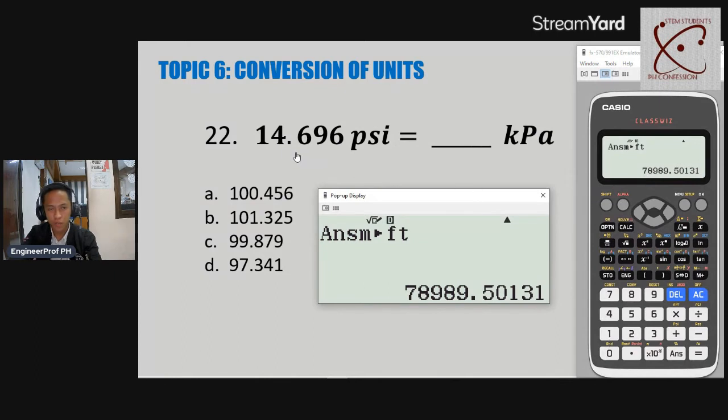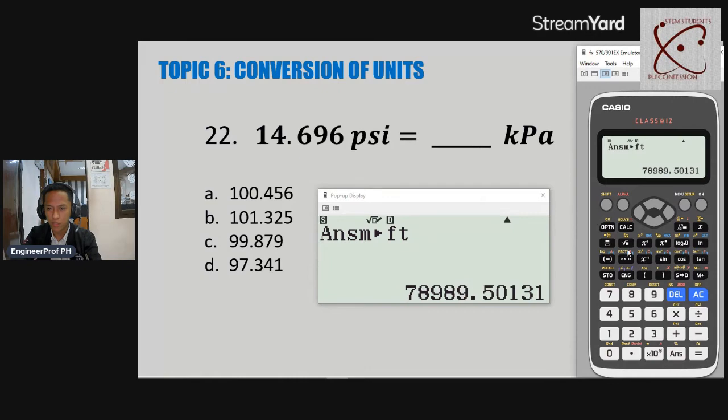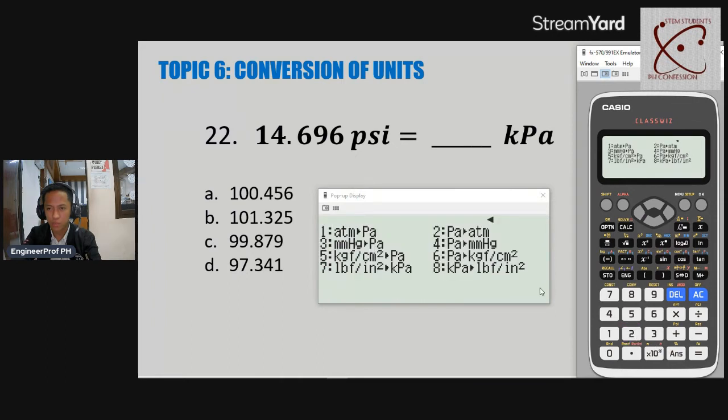So, here, we have 14.696 PSI. Pound force per square inch yan, guys. No? So, is equal to how many kilopascals? So, this is a unit of pressure. Okay? So, balik tayo doon. So, shift, convert. Hanapin natin si pressure. Pressure, ayun, pressure number 2. So, dito, mayroon tayong pound force per square inch to kPa. So, basically, that's number 7.